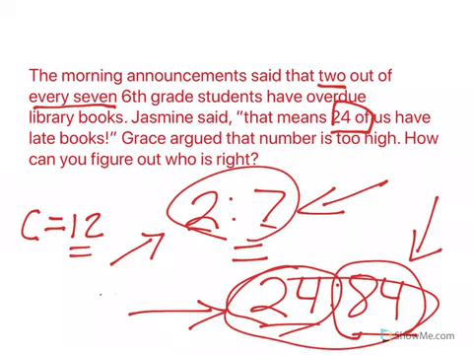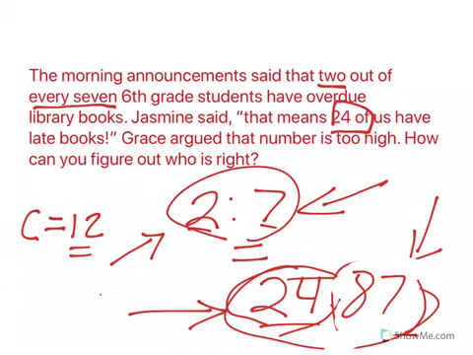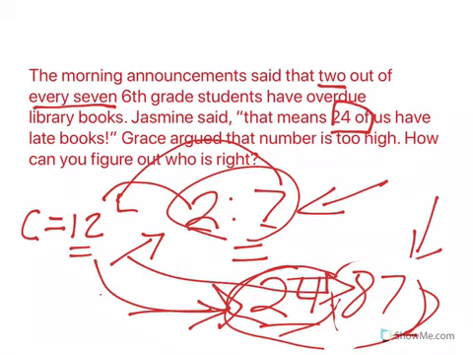If, for instance, let's erase that. Let's say there are 87 students in 6th grade. Well, 2 times 12 gives us 24, but 7 times 12 does not give us 87, and that would mean that that number 24 is incorrect.